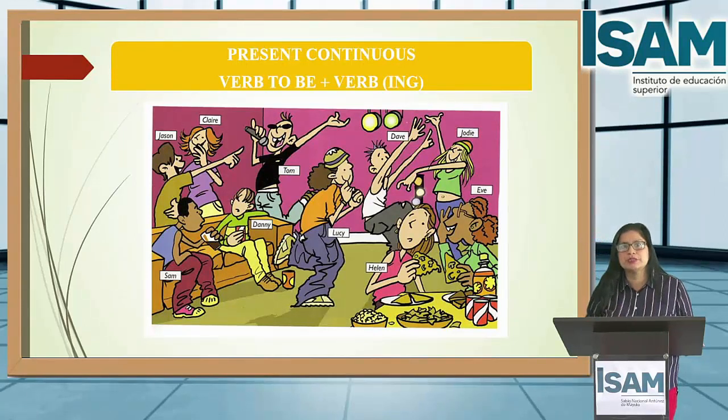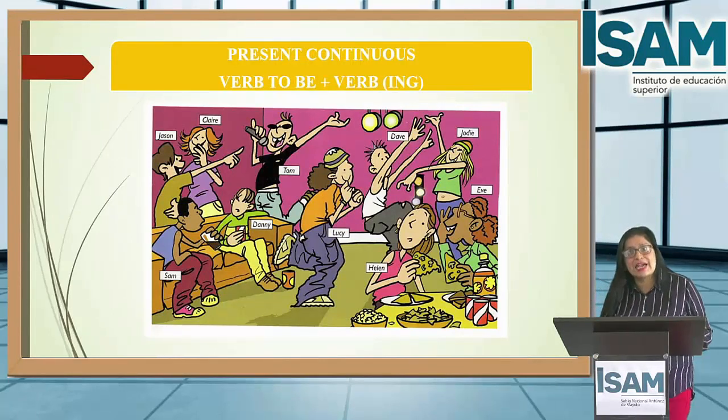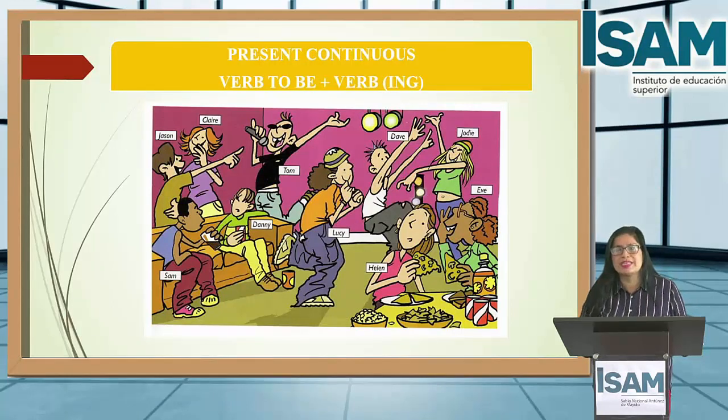Look at the picture. What happened with Tom? Tom is singing, right? Singing now. What about Lucy? Lucy is dancing. And Dave, both, they are dancing at the party. What about Helen? Helen is eating a pizza. And also Eve too, right? They are eating a pizza. This activity happens at the moment. That means present continuous, right?